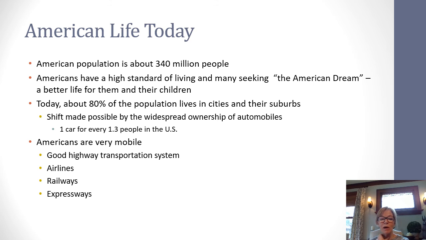About 80% of the population lives in the cities and suburbs, so those of us who live in rural areas are a minority. This shift was made possible because of the ownership of an automobile, right? There's one car for every 1.3 people in the United States. That's unreal, right? We're very, very mobile. We have a good transportation system in terms of our highways and airports, railways and expressways. But for those of us out in rural areas, right, we know that we have a problem with public transportation. We really have to have our cars.